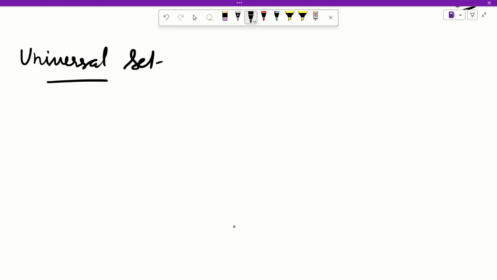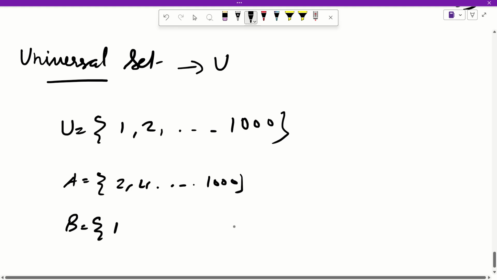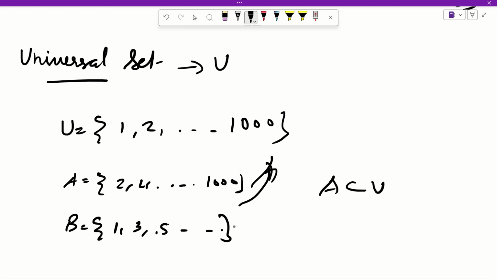Universal set is a set of all elements, like the universe, the whole universe. Let's say U is equal to the set {1, 2, etc. up to 1000}. Okay. Let A be the set of all the even elements till 1000, and B be the set of all odd elements. Okay, these A and B are both subsets. That is, A is a subset of U, B is a subset of U. Any set is a subset of the universal set. That's it. Okay.